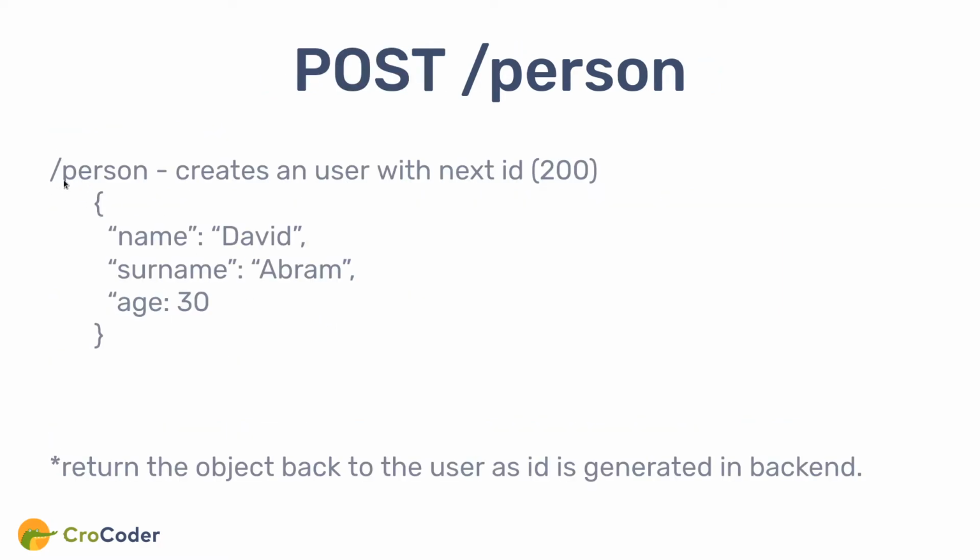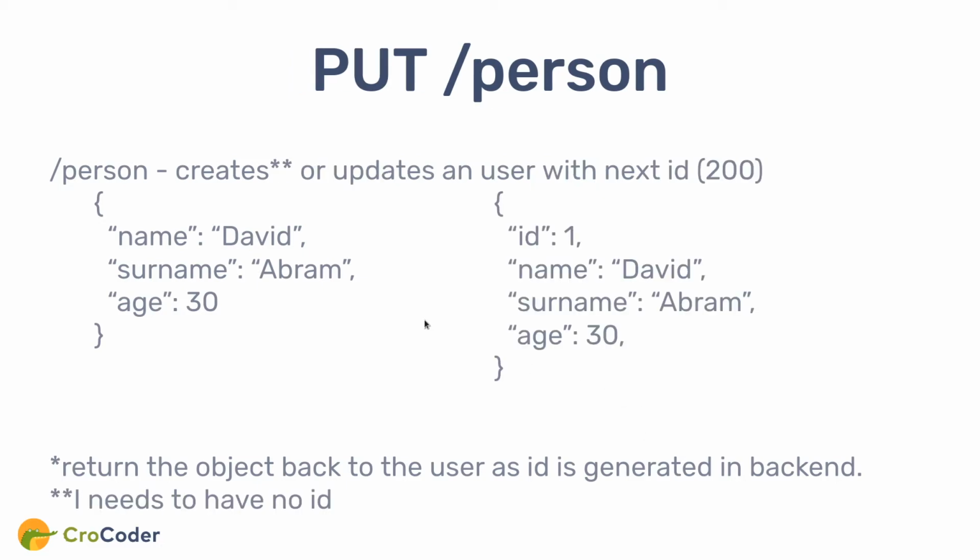So when posting, you always create a new user. If we post this 6 times in a row, we will get 6 different objects in our collection with IDs 3, 4, 5, 6, 7, 8. Yeah, that's 6 people. And always don't forget to return the object back, because this is a really nice, clean way of getting the ID back to the front end without querying again all the people that we have in the collection.